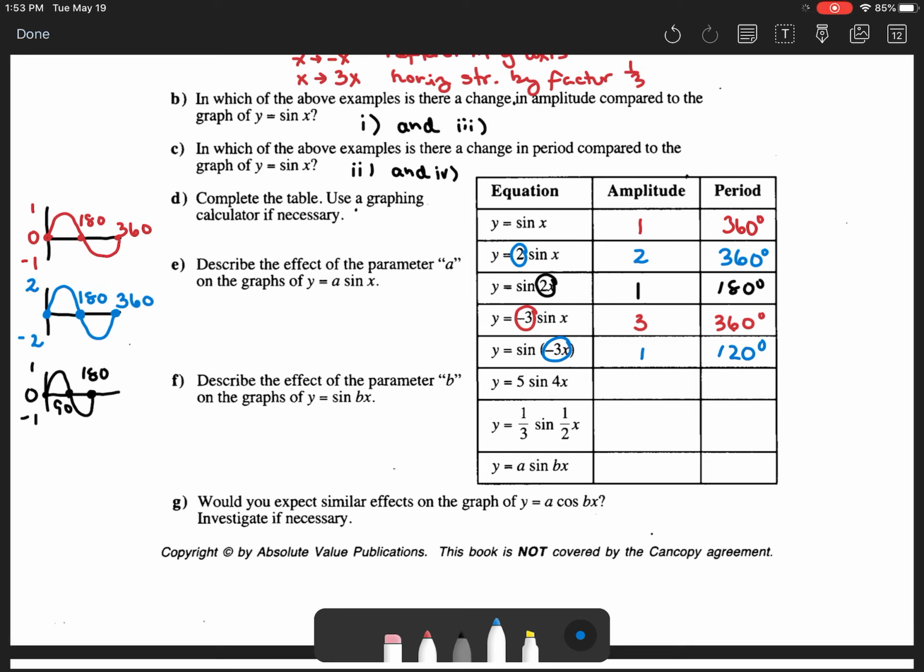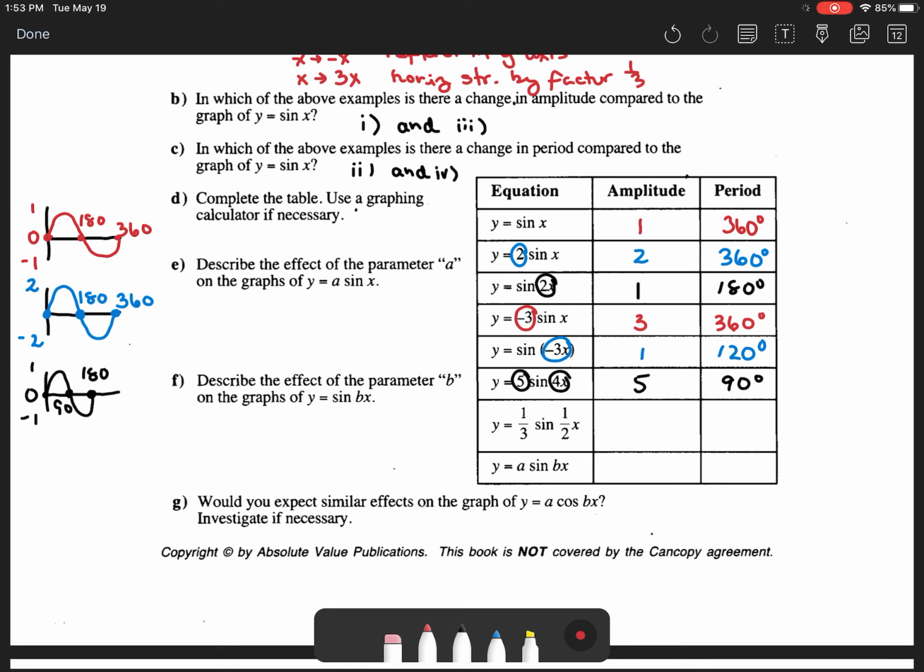Then we move on to 5 sine of 4x. A couple of transformations here. A vertical stretch by 5 means your graph would be going from a maximum of 5 down to a minimum of -5. So max minus min divided by 2, amplitude is 5. x being replaced with 4x is a horizontal stretch by 1 over 4, or dividing by 4. So 360 divided by 4 is 90 degrees. That's the new period length for that graph.